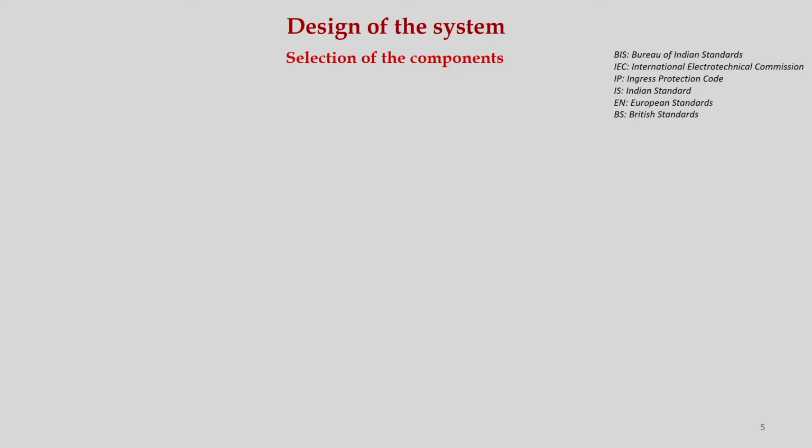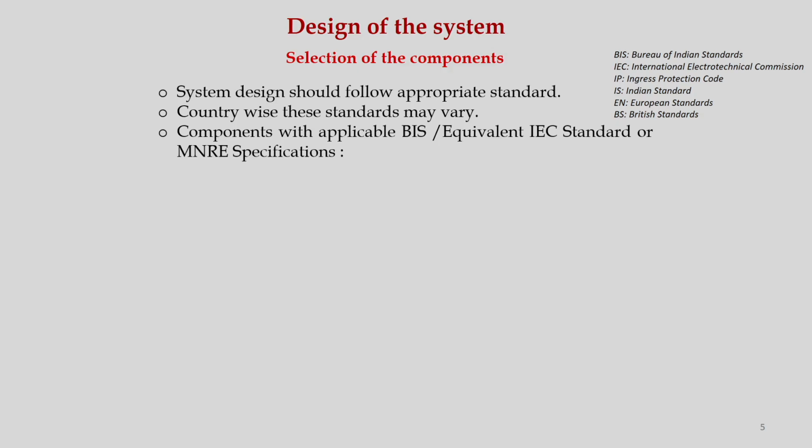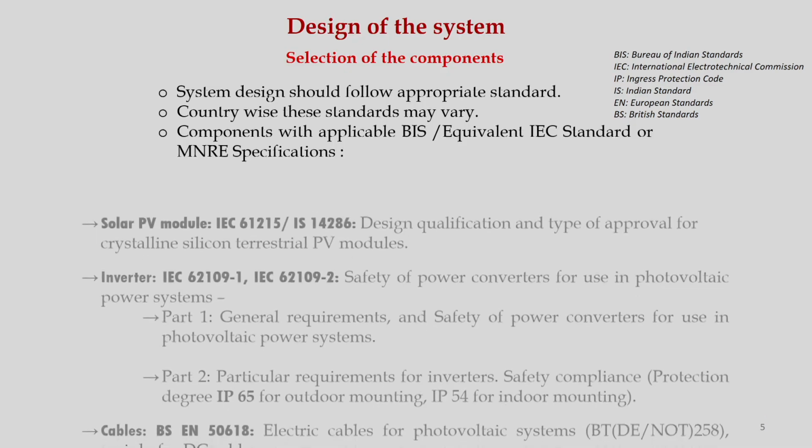So, now come to the design of the system, the selection of the components. Okay? System design should follow appropriate standards. The standard may be BIS standard, IEC standard, IP standard, IS, EN, SS. There are many standards, but country wise these standards may vary. Okay? Components with applicable BIS or equivalent IEC standard or MNRE specifications, as used in India, are something like the following.